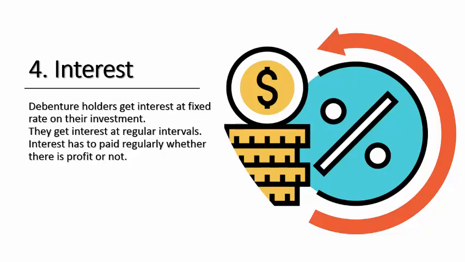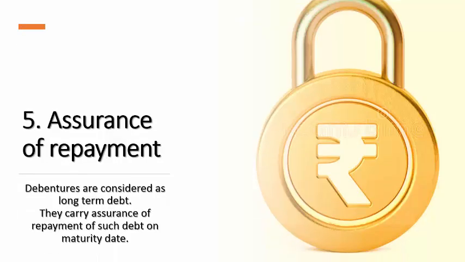Interest has to be paid regularly to the debenture holders, whether there is a profit or not. So payment of interest to debenture holders has no connection with profitability of the company. Whether the company is making profit or not, the company is liable to pay interest to the debenture holders. The next one is assurance of repayment. Debenture holders carry assurance of repayment of their amount on the maturity date.